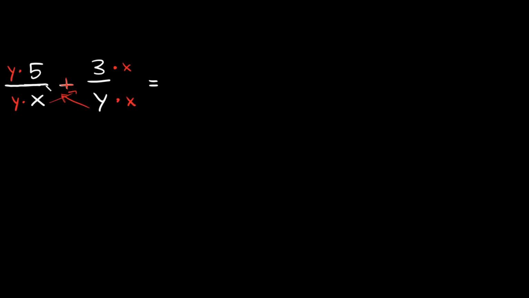Okay, so now we can simplify this. First of all, here on top, we're going to have y times 5, which is 5y. And that's going to go over y times x, so we can just write that as xy. And then again, we're adding here, so plus. And then here on top, we have 3 times x, so we'll write that as 3x. And that's going to go over y and x, which again, we can just write as xy.